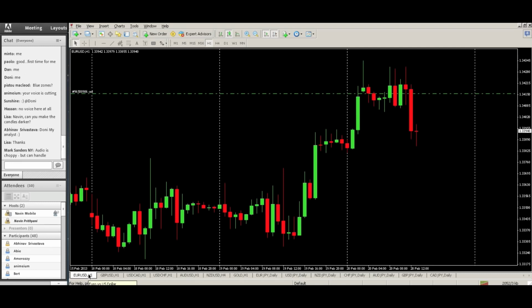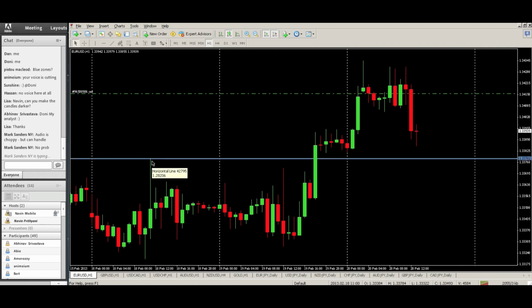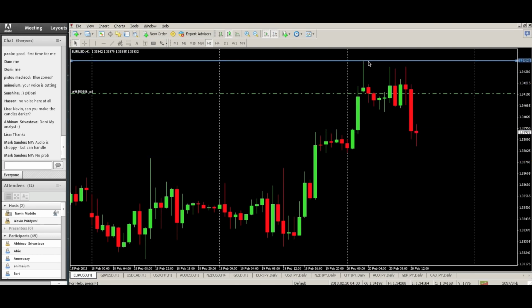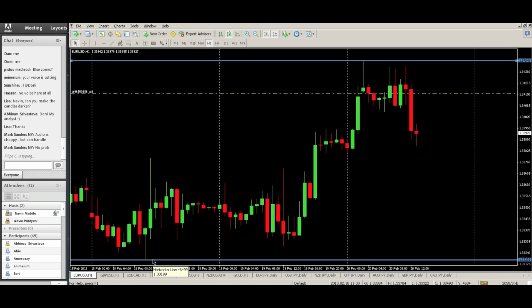Now, base recap on support and resistance. In the traditional books, when you learn support and resistance, they tell you that the area where the market turned around from is your level of support or resistance. For example, here this would be your resistance, or up here this would be your resistance, and this area down here would be your support.